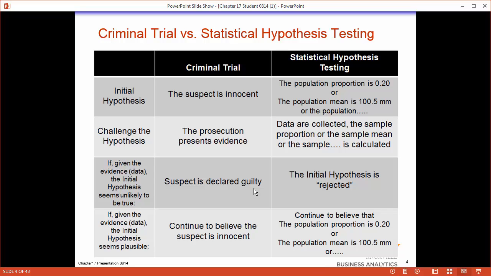Now, what does it mean when we don't reject the null? If we don't reject the null, well, my null hypothesis was that they were innocent. So if I don't reject this, I will continue to believe that they are innocent. And we're going to see this a lot throughout here, but it's very important to understand that the null is what you start out with.